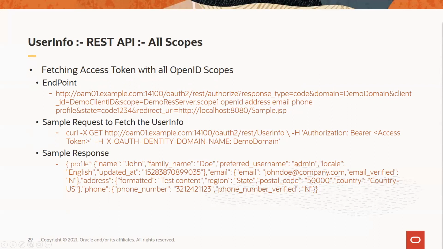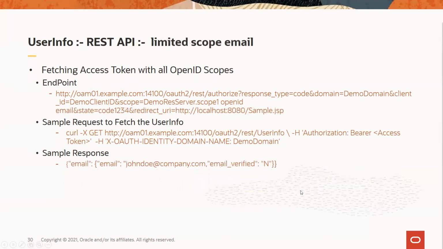These scopes can be restricted. Basically here, if you see an example in the endpoint, you're only restricting the scope to OpenID email, and the response presents only the email, on the sample request, by providing this endpoint here and using the bearer token against the identity domain.